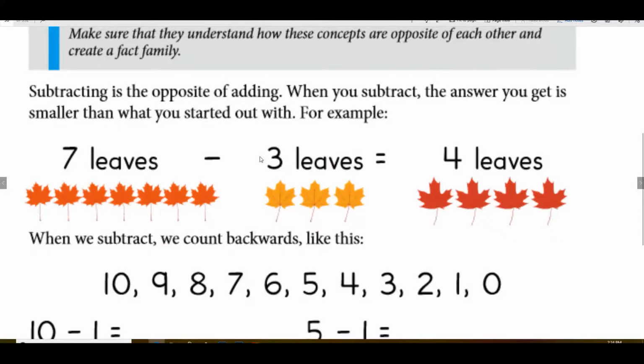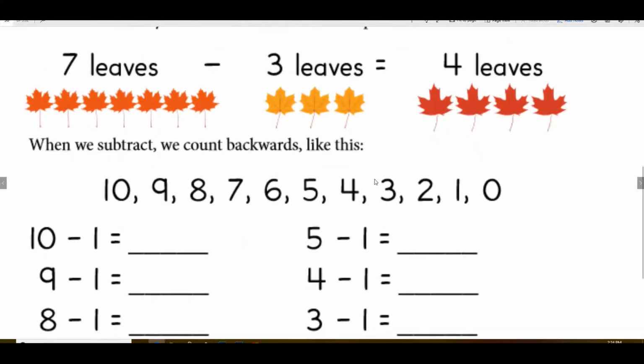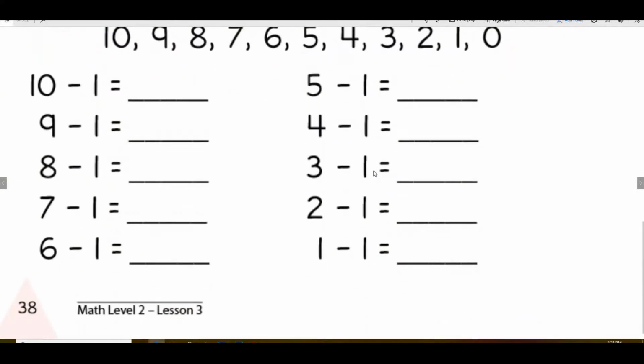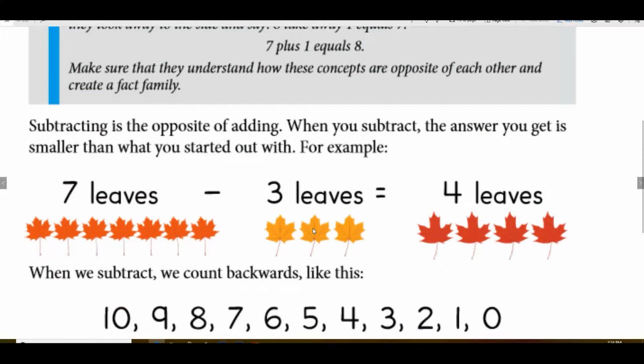It's really cool. All right, so we're ready to start our math pages today. So let's go ahead and get over to our math. Okay, so here we are on our page. We're going to be talking about subtraction today. Now make sure you're on the right page. It's page 38. Make sure you have your right page.